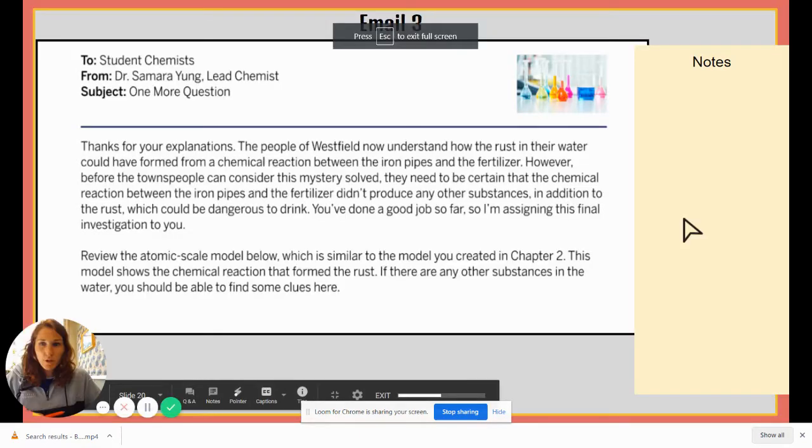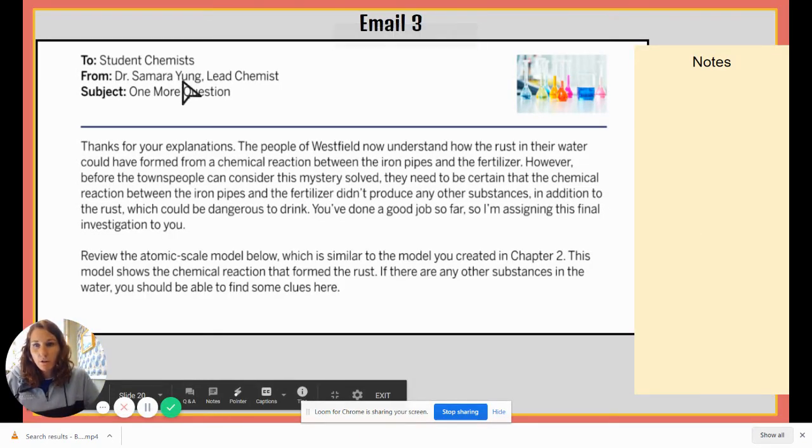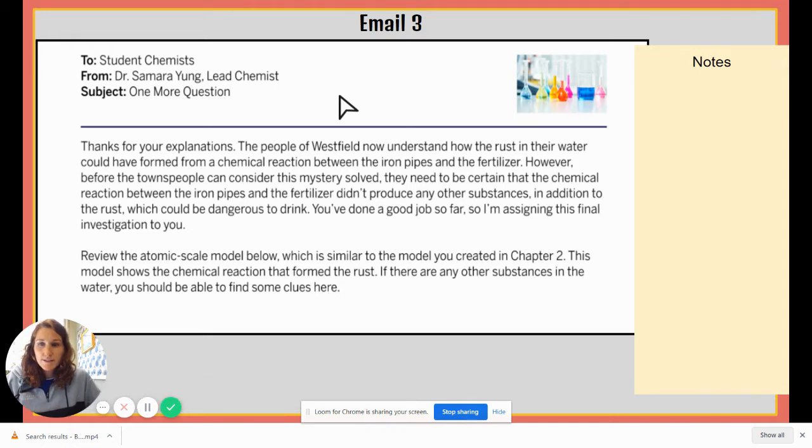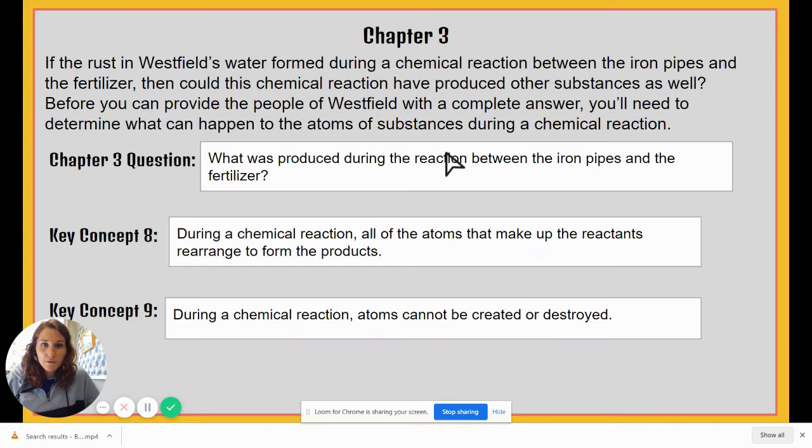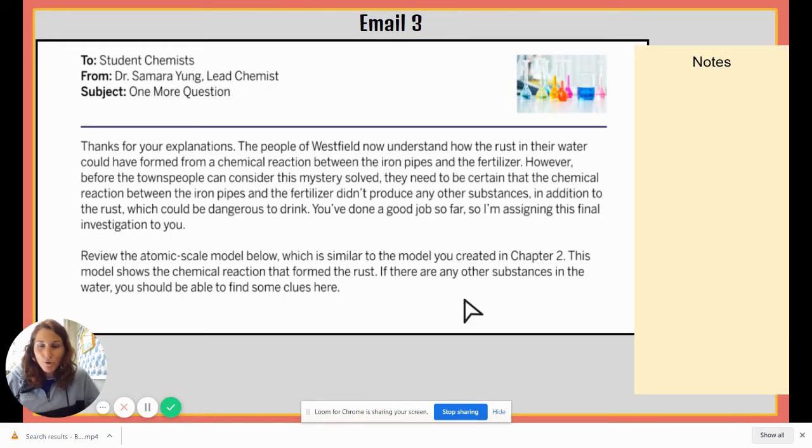Okay, so slide 20 here is another email from Dr. Young, our lead chemist. She says, thanks for your explanations. The people of Westfield now understand how the rust in their water could have formed from a chemical reaction between the iron pipes and fertilizer. However, before the townspeople can consider this mystery solved, they need to be certain that the chemical reaction between the iron pipes and the fertilizer didn't produce any other substances in addition to the rust, which could be dangerous to drink. You've done a good job so far, so I'm assigning you this final investigation.